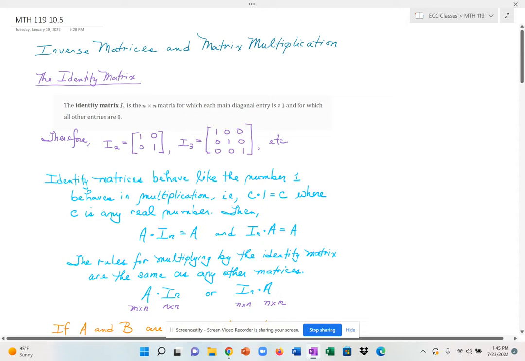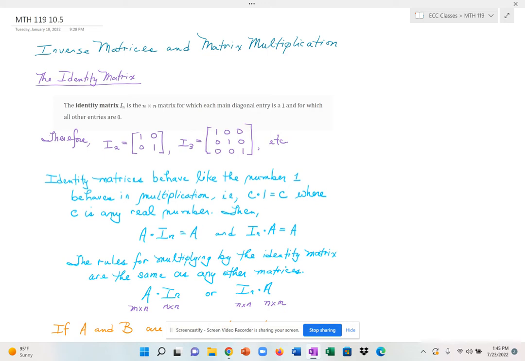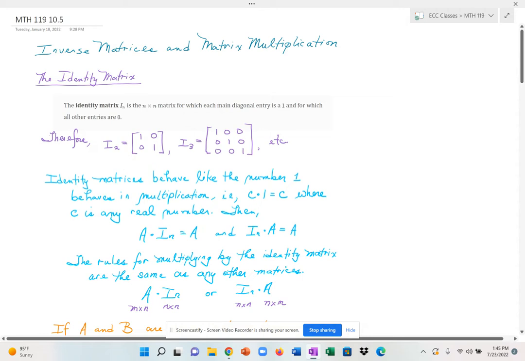So identity matrices behave like the number 1, in that when you multiply by 1, it doesn't change the identity of the number. So when you multiply a matrix by the identity matrix, you just get the original matrix back. And the same is true if you multiply in the other order. So with the identity matrix, it is commutative, unlike when you're multiplying two different matrices, where it is not commutative.